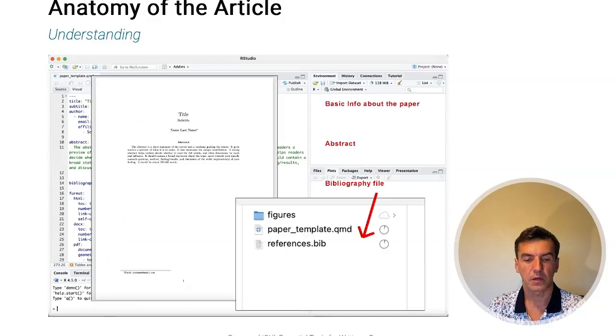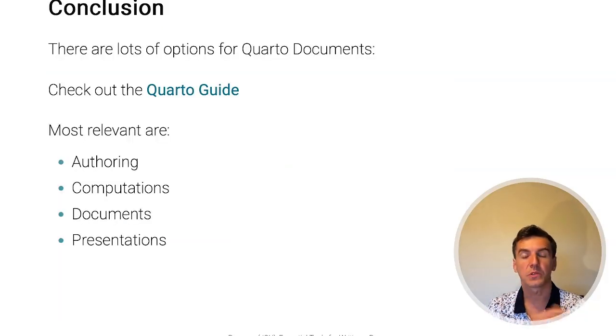But just to briefly conclude, there are lots of options for Quarto documents, but I felt there was no concrete tutorial about how to just create the most simple article in Quarto. So hopefully I did that today. There are many other relevant pieces of advice for how to author, how to produce computations, how to create documents, and how to do presentations. So we just went over JabRef, the citation manager, and Quarto.